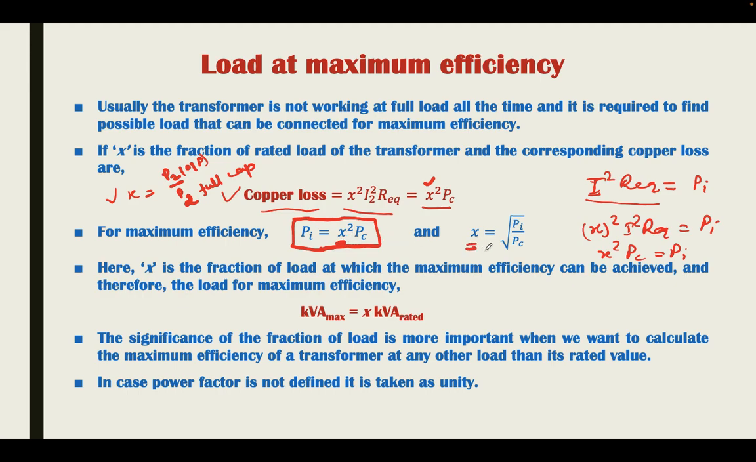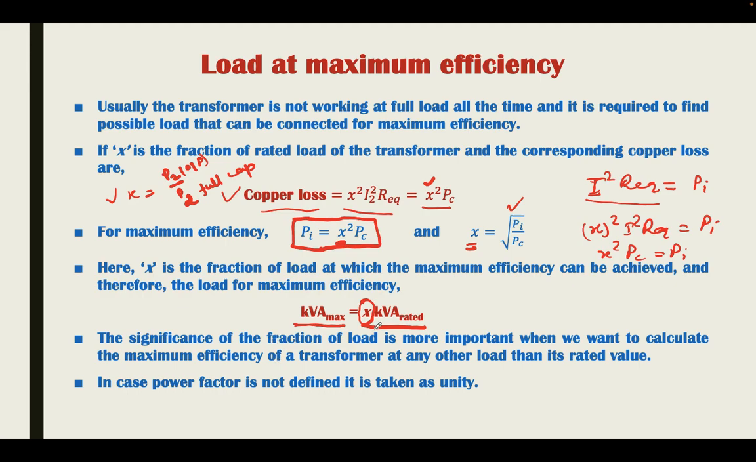Hence we can say the load at which the maximum efficiency may occur is given by x equal to the square root of Pi upon PC. Here x is the fraction of load at which maximum efficiency can be achieved. If the maximum rated load of the transformer is kVA max, then the load at which maximum efficiency occurs is the rated value times that fraction x, obtained as the square root of the ratio Pi upon PC.